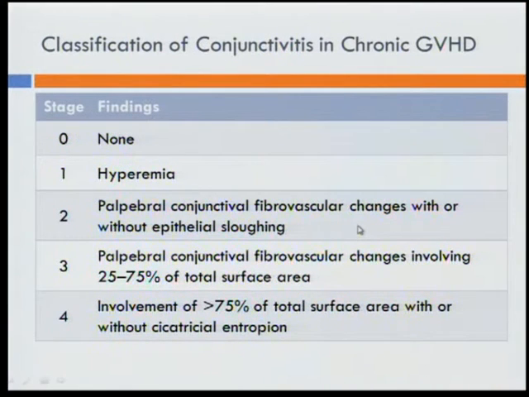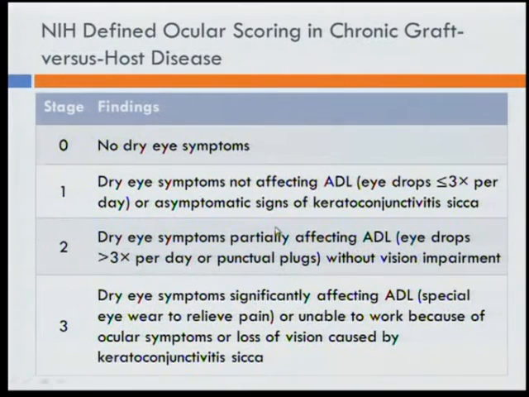If we classify chronic conjunctivitis in GVHD, stage 1 is conjunctival hyperemia. Stage 2 is palpebral conjunctival fibrovascular changes without epithelial sloughing. Stage 3 is palpebral fibrovascular changes in less than 75% of the total surface area. And finally, stage 4, more than 75% of the surface area will be involved.